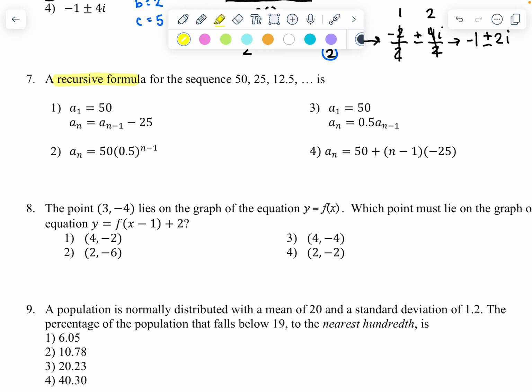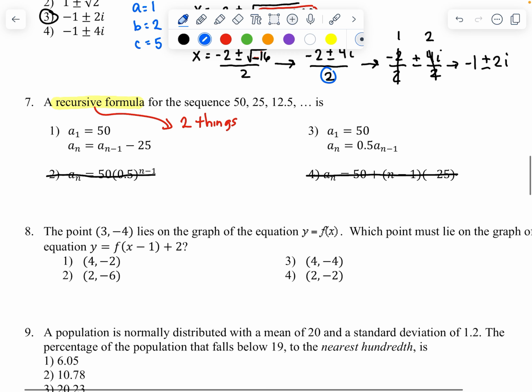Number 7 is a very popular question. I've told you many times, a recursive sequence has 2 things. Thing 1 and thing 2. So choice 2 is out because it only has one thing. Choice 4 is out because it only has one thing. So you have to look to see what is thing 1 and then what is the pattern.